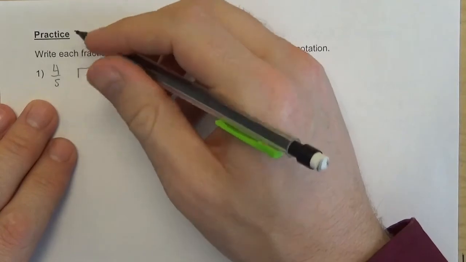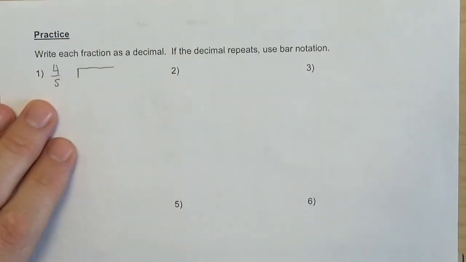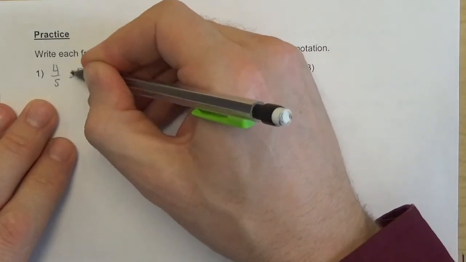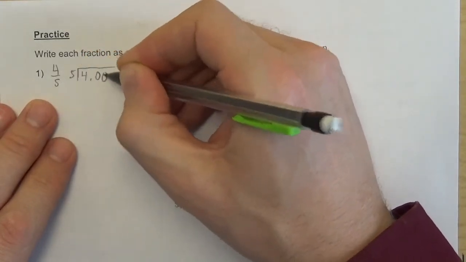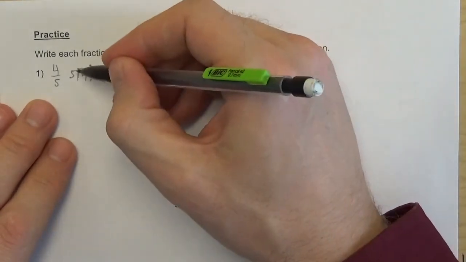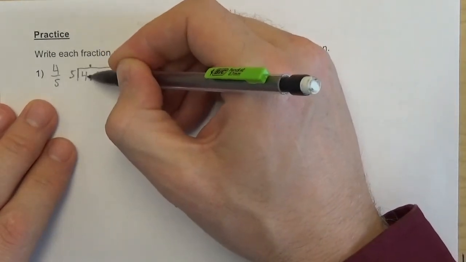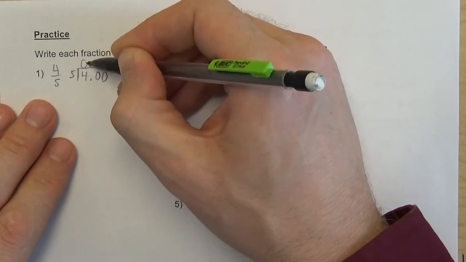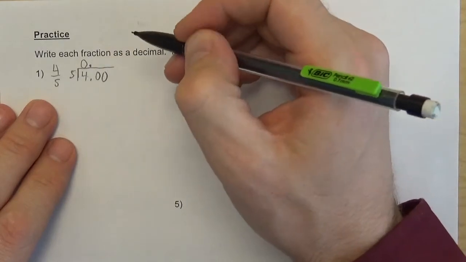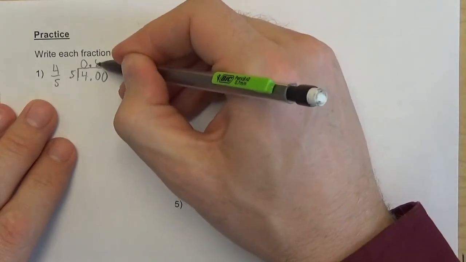All right, so the numerator will go on the inside, the denominator on the outside. Put a decimal point, give ourselves a few zeros here. Put that decimal point right above the other one. And we try to fit 5 into 4, which can't be done. So we can put a 0 here if you want. And then we try to fit 5 into 40. 5 does go into 40. It goes in 8 times.